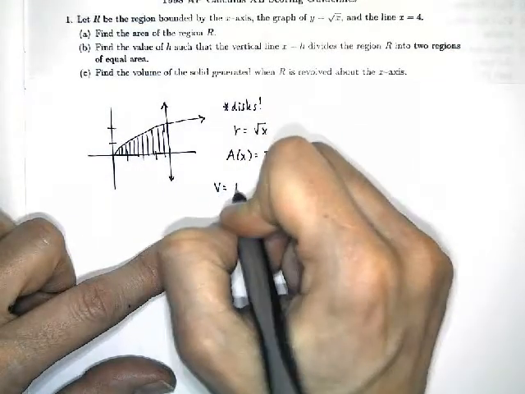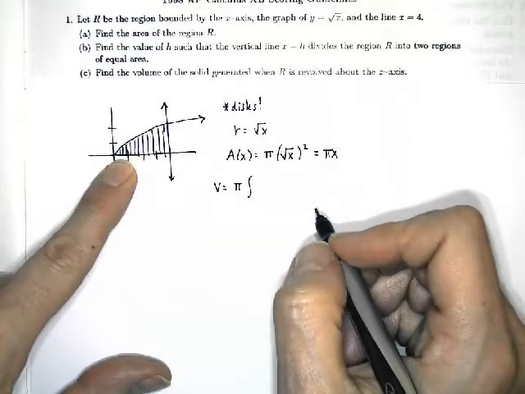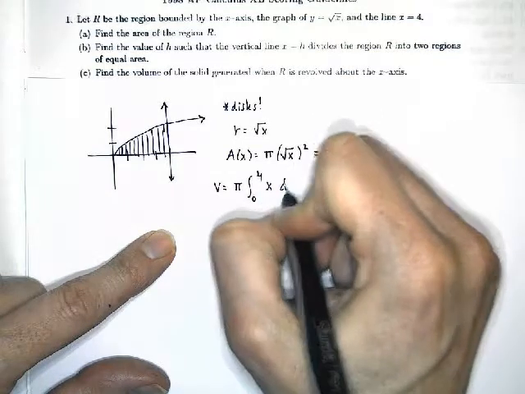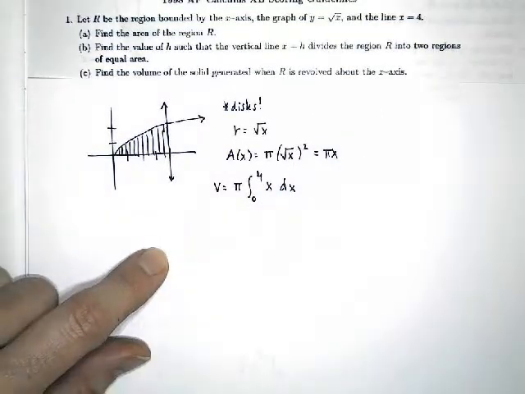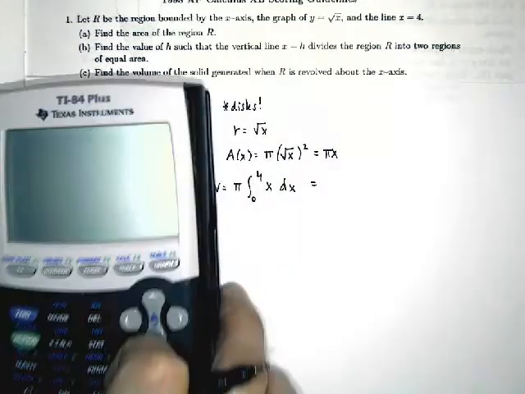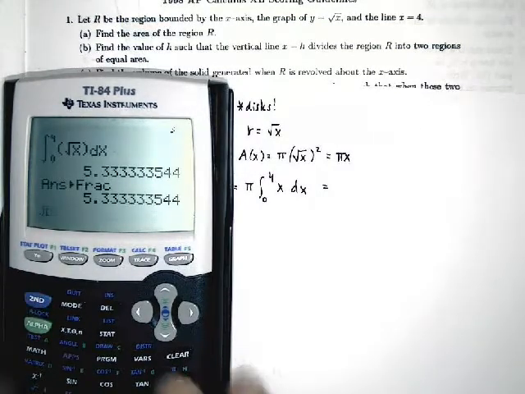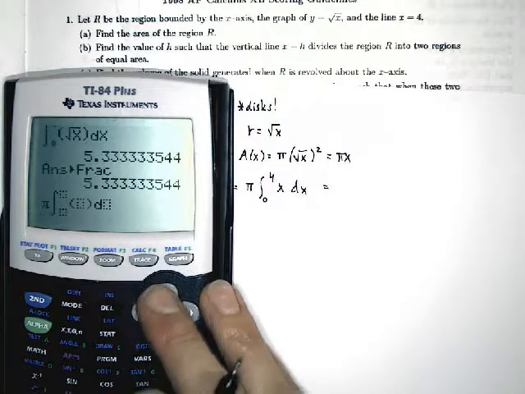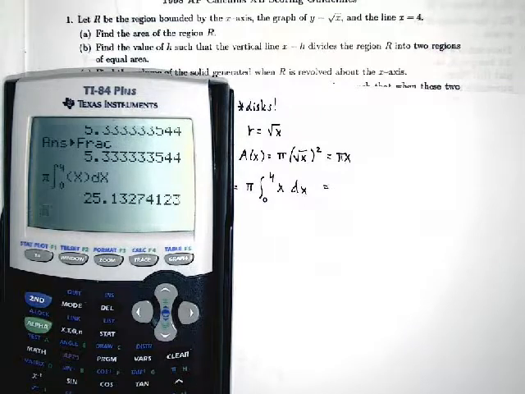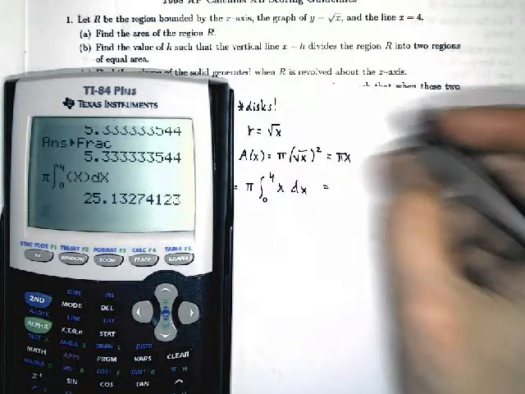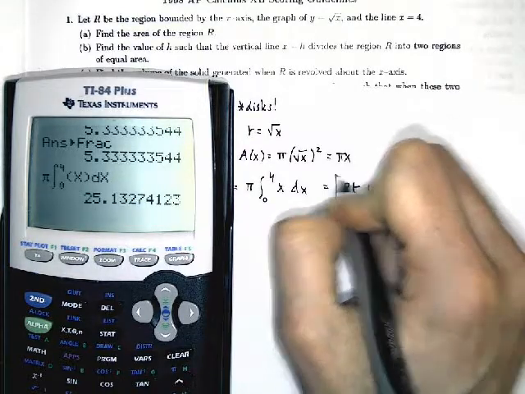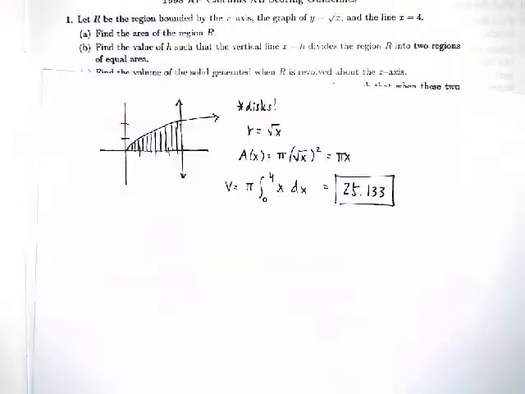So now our volume is pi times the integral. Our limits are x values, so from 0 to 4 of x dx. Now, that would be a simple one to anti-differentiate by hand, but since I have a calculator, I'm just going to go ahead and use it. So math 9 from 0 to 4 of x dx. And I get approximately 25.133 for that volume of revolution.